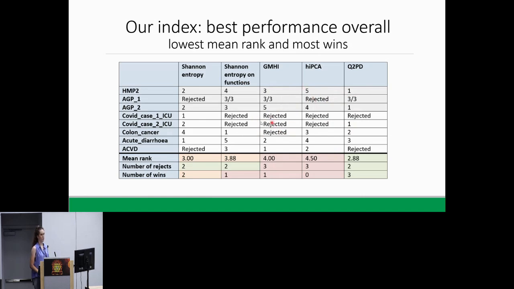In the cases where it's written "rejected", it basically means that the index values were not informative and the index was not working correctly. So our index was the best because it achieved the lowest mean of the ranks. So overall, it obtained the best classification on all diseases. It also got 2 rejects, whereas there were some other indices that got more rejects, and it also won the most times. So we are happy about this.